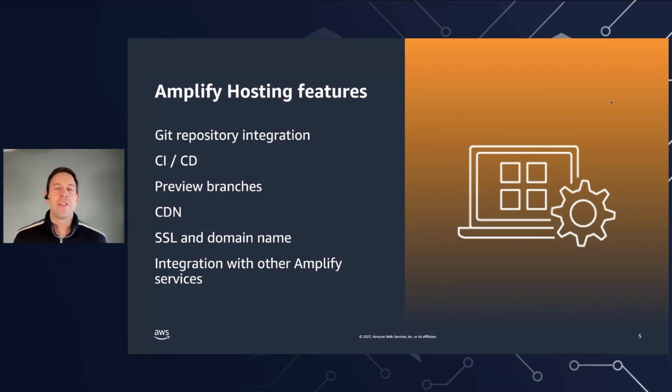As I said before, CDN is included. So you have hundreds of points of presence around the world with Amazon's CloudFront. We can also manage SSL and domain names, and we'll have a look at that in the dashboard later. So you can add your own domain name, and we will take care of setting up the DNS for you with AWS Route 53, and we will also provision and manage SSL certificates so the site is secure. And because it's part of the Amplify suite, it integrates well with the other Amplify services. And again, what we'll look at today is an example where the hosting is integrating with authentication.